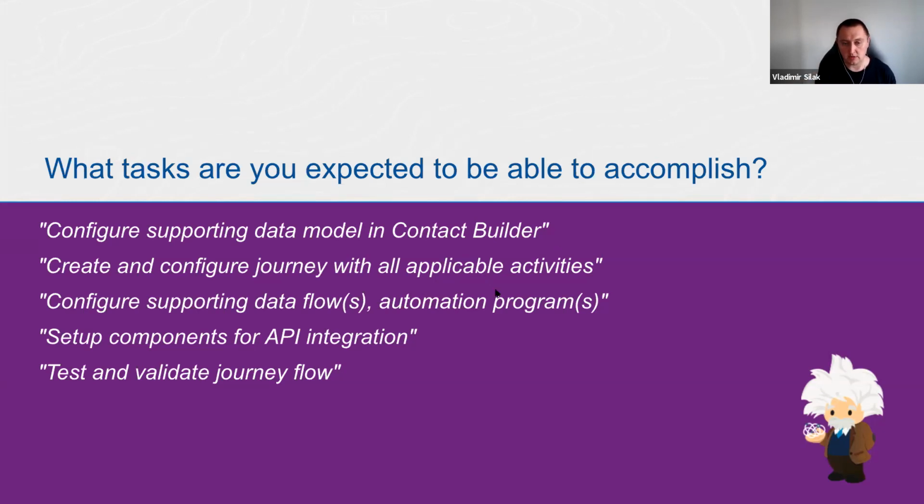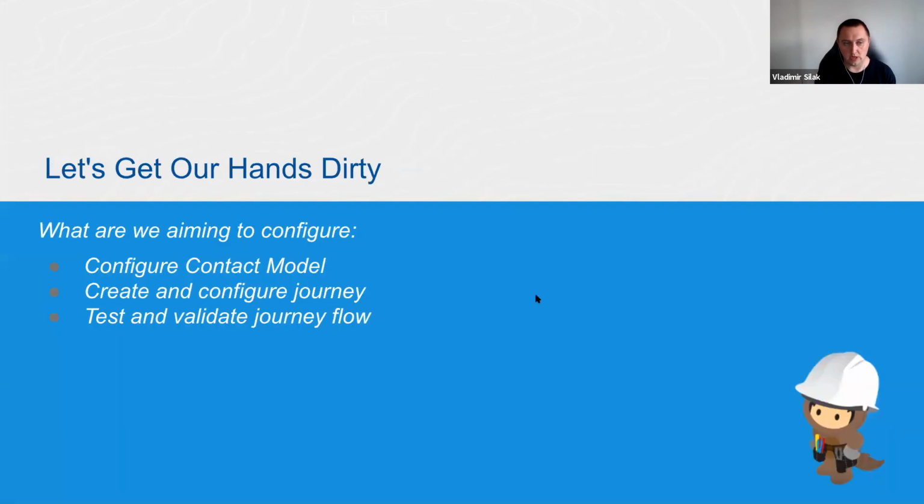So these are the things that are part of what you need to do when it comes down to journey configuration. And for today, what we will do is look into configuring the contact model, which will empower us with the data that we pulled out of these data extensions. We will then configure a journey and do a bit of testing and validation to see if the journey works the way we intended it to do. Okay, this one is finished as part of the presentation.